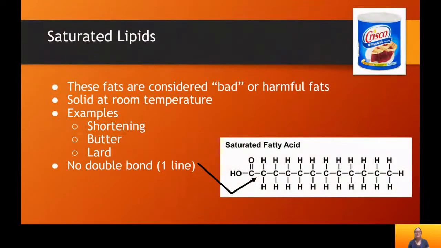The saturated lipids are the ones that are considered the bad ones. So they are saturated with hydrogens. That is the main idea. They have so many hydrogens everywhere. There's a lot of those H's. And they are usually solid at room temperature. So things like shortening and butter and lard.